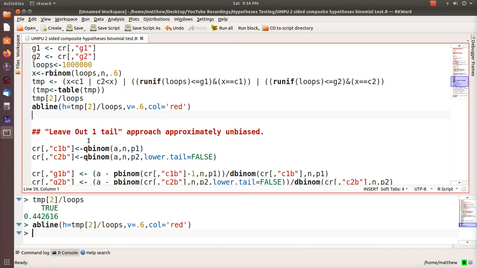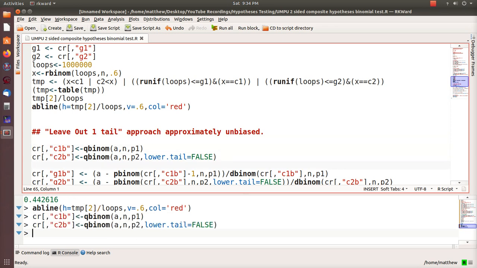Now I have a leave-out-one-tail approach where we just ignore one tail. When we assume that P1 is true, we calculate the probability of being in the left tail, ignoring the right tail. And when we assume P2 is true, we calculate the probability in the right tail and ignore the left tail. And it makes it really, really easy to find the critical regions. And here you just use qbinom to find them. And then you can solve for gamma.